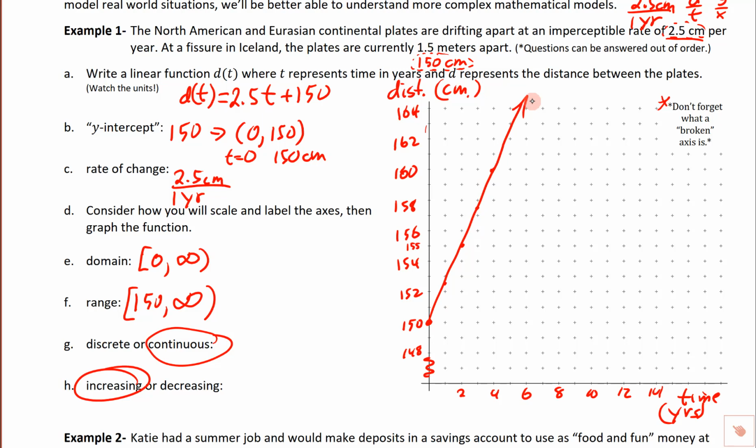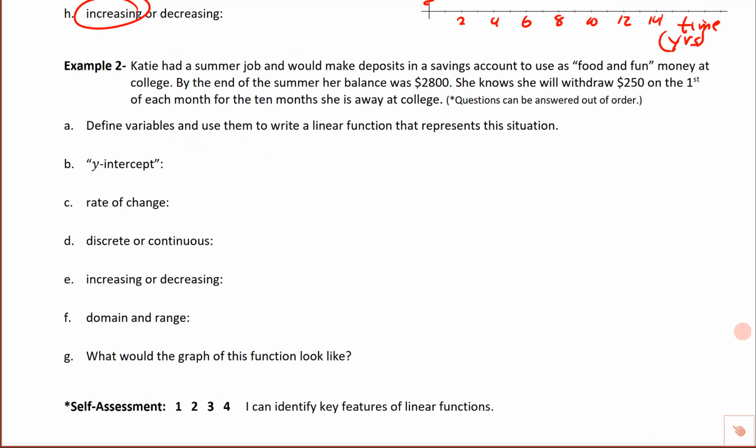Okay, let's take a look at the next problem. Okay, on this problem it says Katie had a summer job and would make deposits in a savings account to use as food and fun money at college. By the end of the summer, her balance was $2,800. She knows she will withdraw $250 on the first of each month for the 10 months she's away at college.